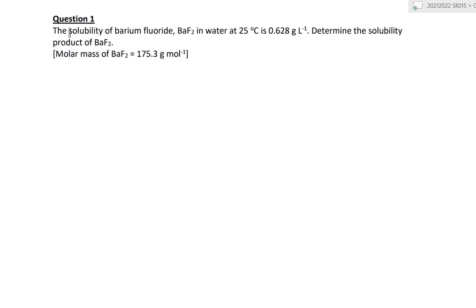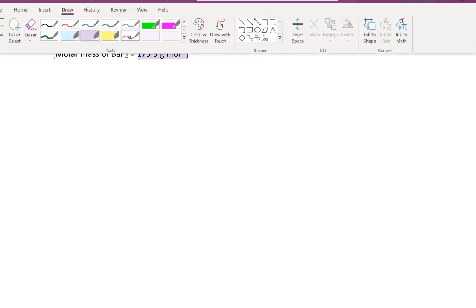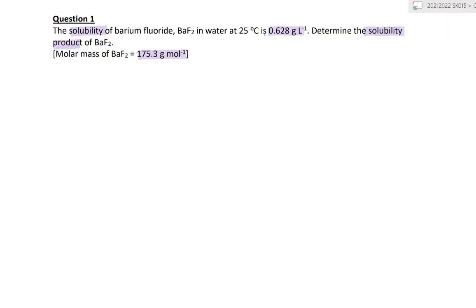Given in question 1 here, we have the solubility of barium fluoride, BaF2, in water equal to 0.628 gram per liter. Determine the solubility product of barium fluoride. The molar mass is already given in gram per mole. So first of all, identify that this solubility has a unit of gram per liter. Therefore, we need to convert it into mole per liter. After that, our target is to determine the solubility product, so I encourage you to write down the symbol first. The solubility product has the symbol Ksp.